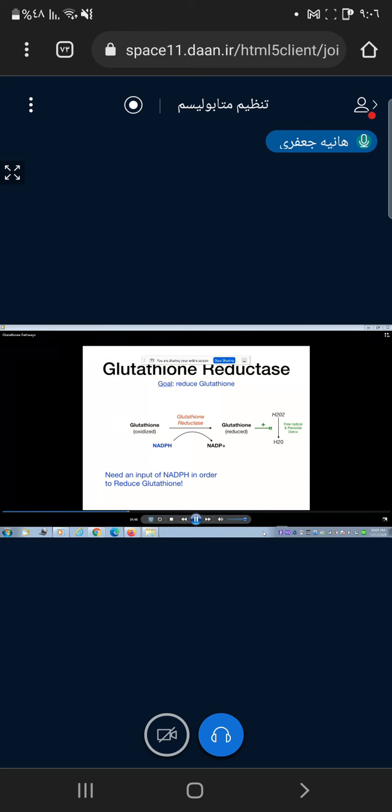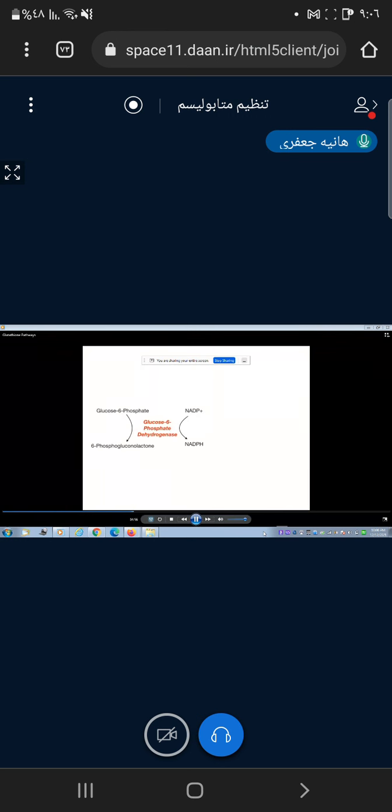So where do we get that input of NADPH? Well, this is the connection between the HMP shunt and the glutathione pathway. We're taking the NADPH that was generated here in the HMP shunt, and we're plugging that NADPH into the glutathione pathway and connecting these wheels, if you will.